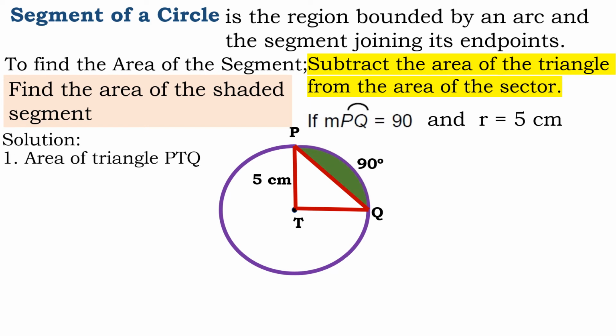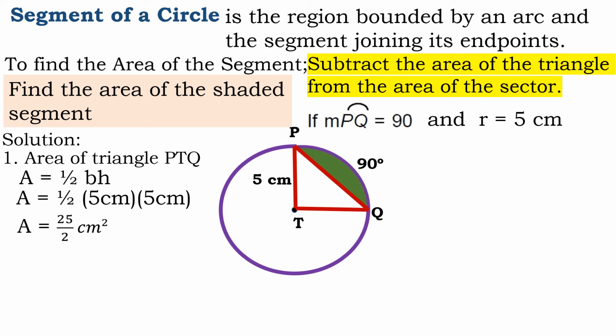Solution. Let us first find the area of triangle PTQ. The formula for finding the area of a triangle is equal to 1/2 base times height. Based on the figure, the base is the radius TQ, which is 5 cm, and the height is the radius PT, which is also 5 cm. So the area of the triangle is 1/2 times 5 centimeters times 5 centimeters, or the area is equal to 25 over 2 square centimeters.